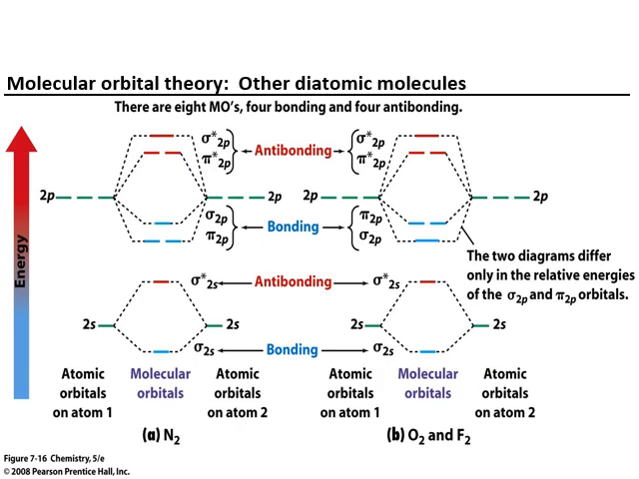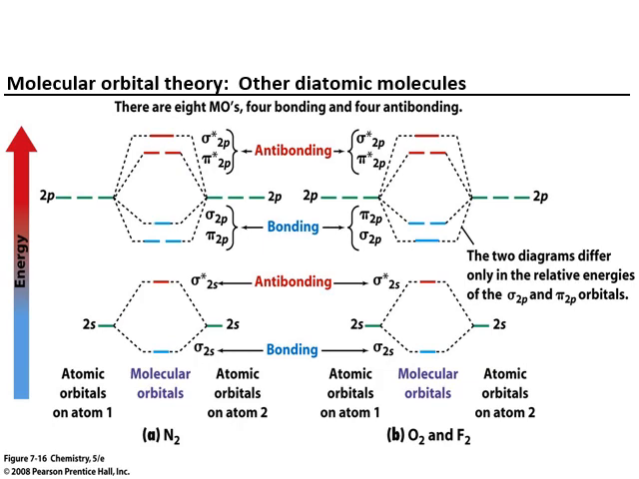So again, let's just do the N2. If you're given N2, you would take N and count the valence electrons. Well, it's in the fifth column, so it has 5 valence electrons. But there's 2 of them, so that means you're going to deal with 10 total electrons. So just start at the bottom and go 2, 4, 6, 8, 10. So you're going to fill up the blue, the red, and then the 3 blues. They're all going to be full.